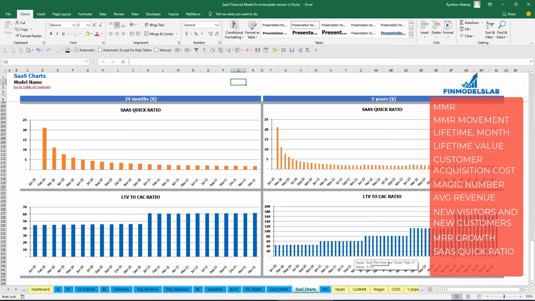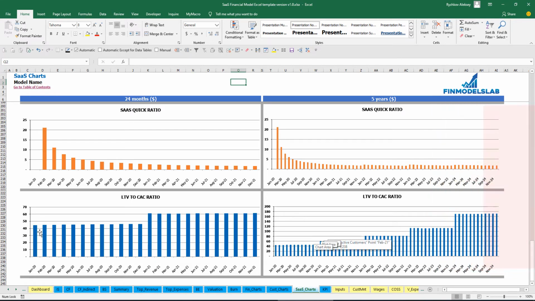And the final chart is the LTV to CAC ratio, which is one of the main KPIs for the SaaS, which will show you the lifetime value in comparison to customer acquisition costs, and this should always be more than 1.